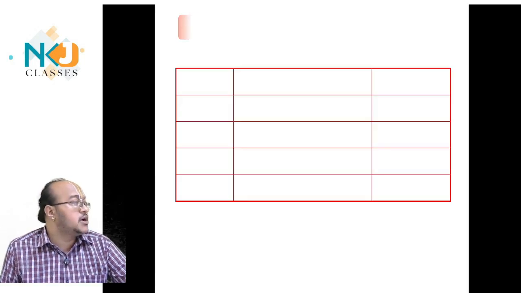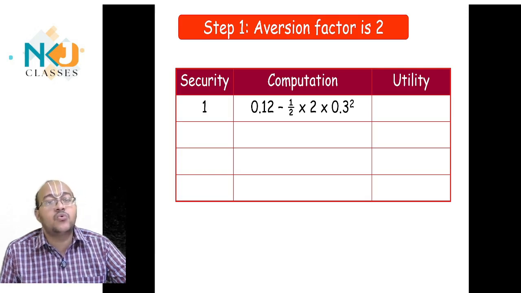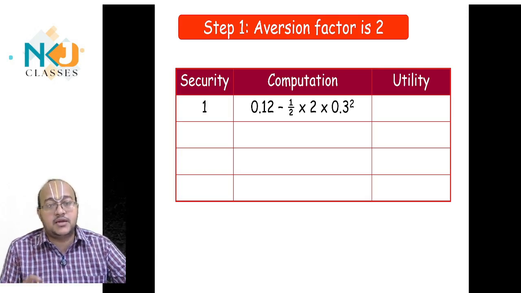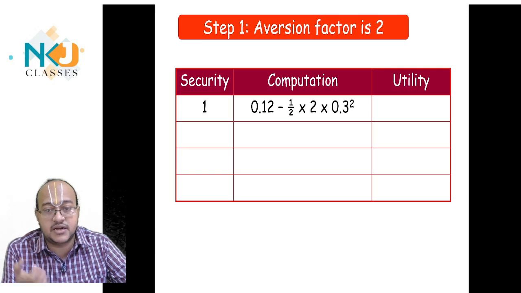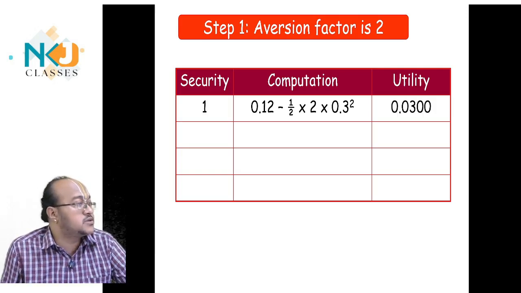Remember this, okay? So, what is that? 12%, 0.12 minus half of 2. Aversion factor is 2. Into 30 is the sigma, 0.3. 30 is percentage, denoted in decimal terms, 0.3 square. What is the utility?